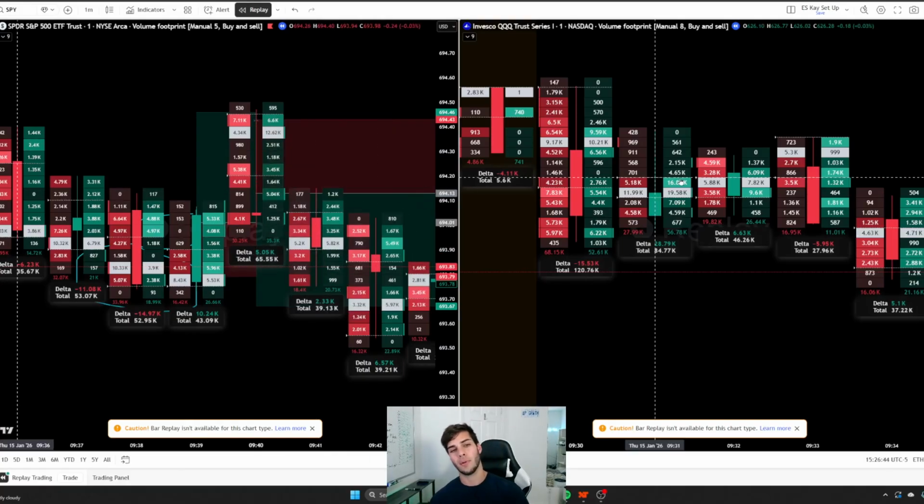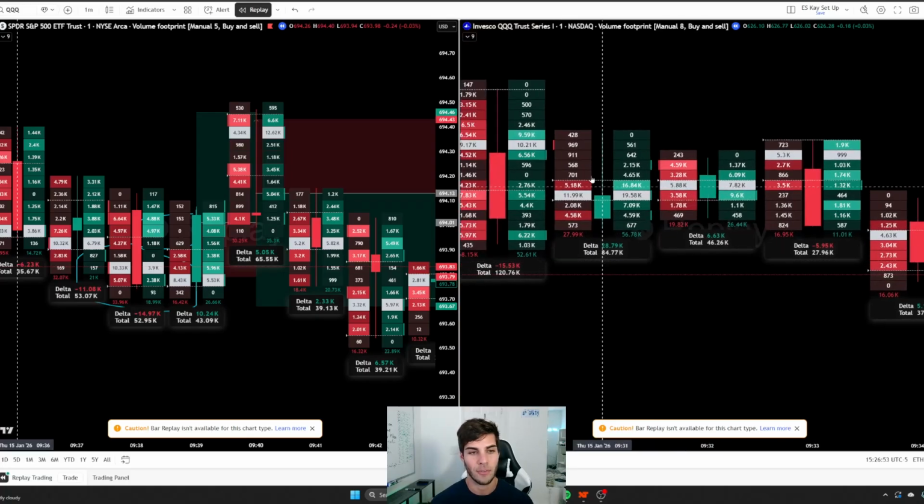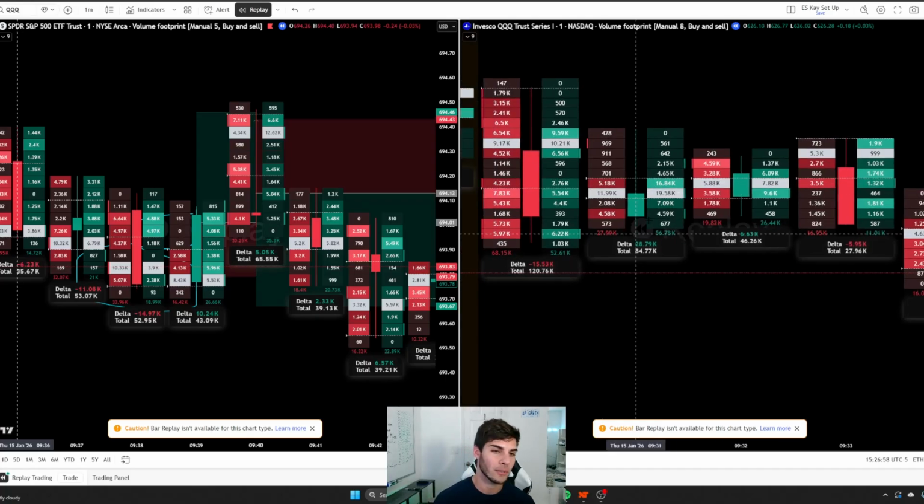So this is an example of absorption I would not take. You see QQQ here. We're not near high of day, and you can see there is 16K on the buy side, and there's 5K on the sell side. We had a lot more than 20 cents of extension also, so it wouldn't even matter.